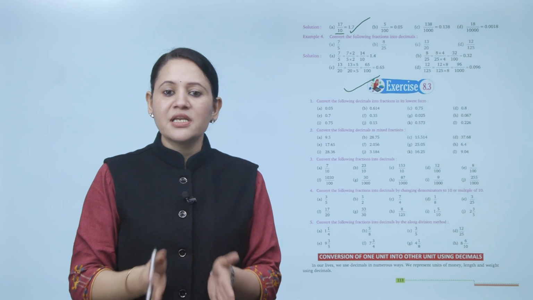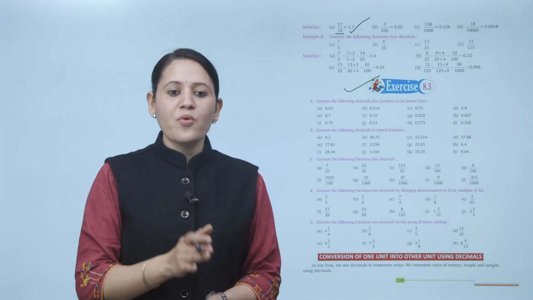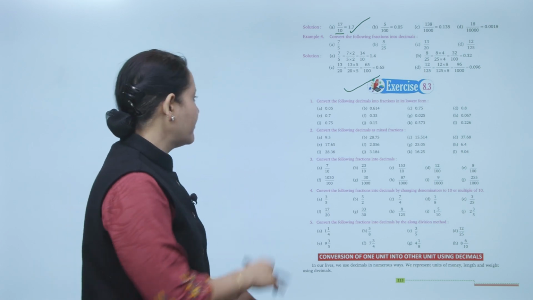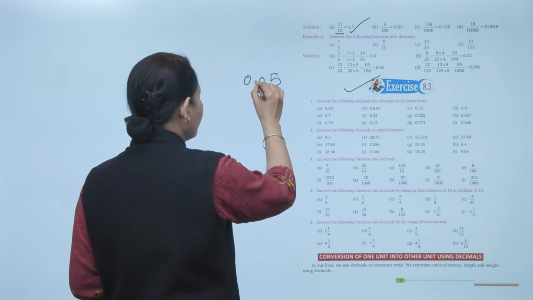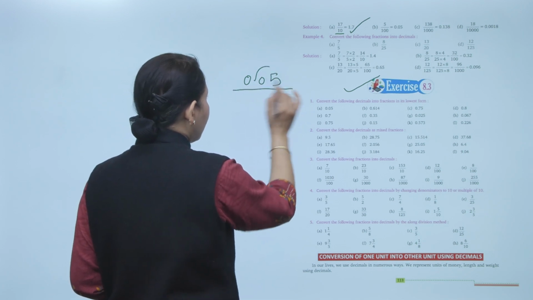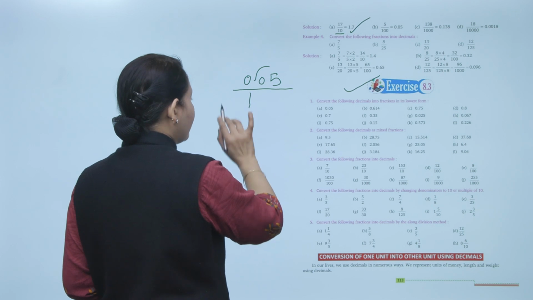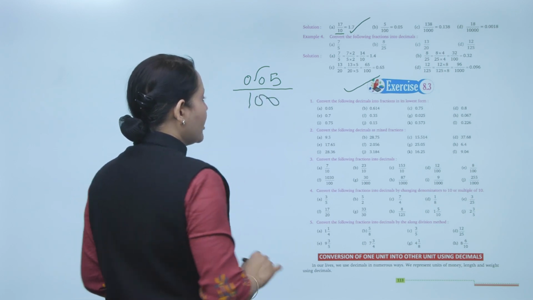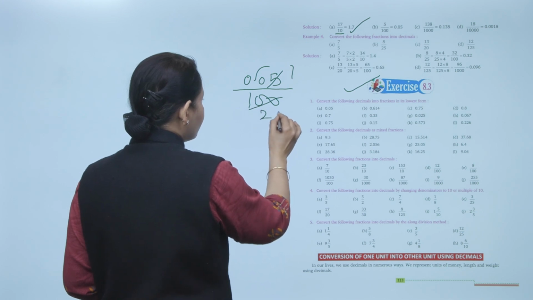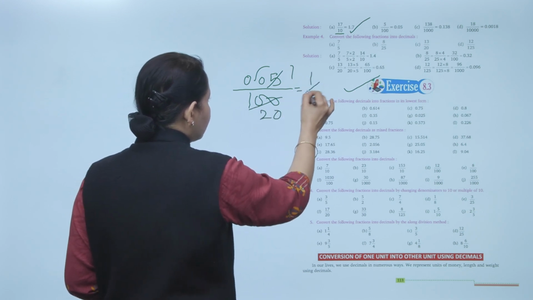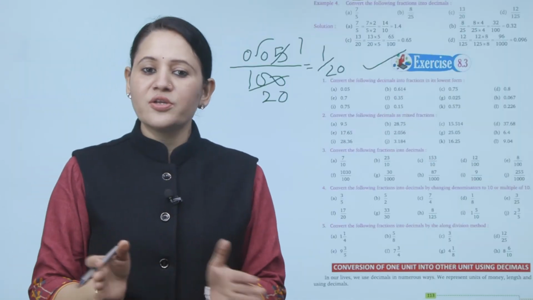Convert the following decimals into fractions in their lowest form. First one is 0.05. First we'll remove the decimal, and there are 2 digits after the decimal. So, in the denominator after 1 we'll put 2 zeros. Now, we'll convert into lowest form. 5 ones are 5 and 20 divided by 5 is 4. So, the answer is 1/20. Clear? So, you have to practice all the questions.